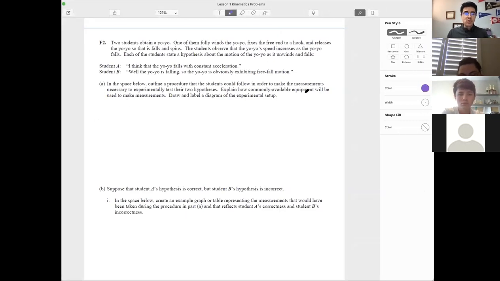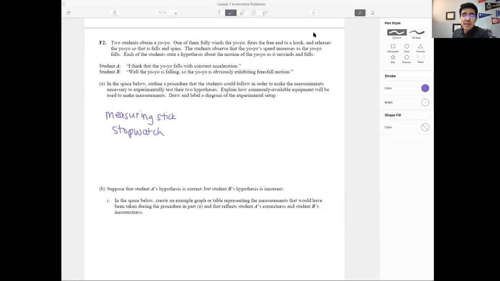Anybody have thoughts on what kind of tools they want to use here? Maybe a stopwatch and some kind of measuring stick. Yeah, we can do a measuring stick and a stopwatch. So then how would you calculate, this one's hard though, how would you measure it then, I guess is the question.